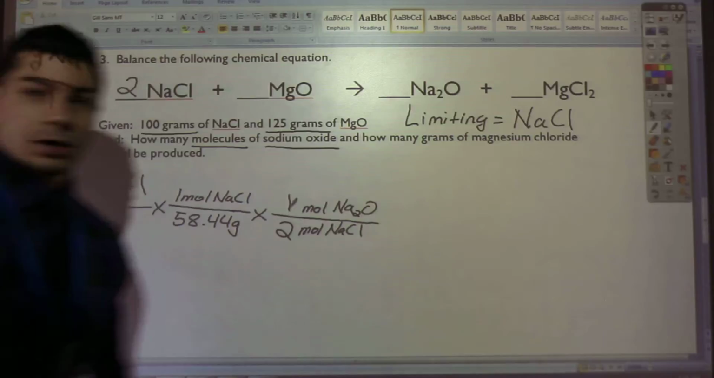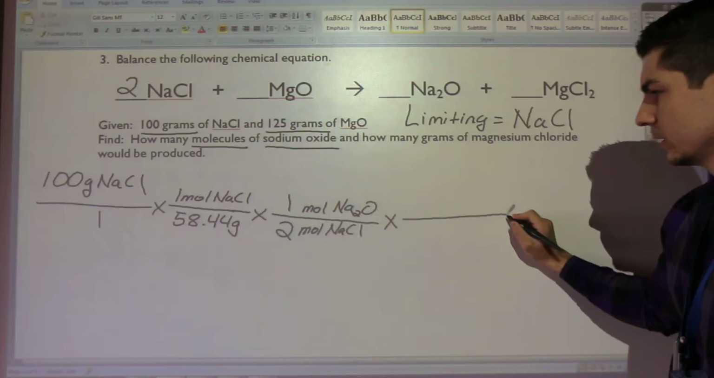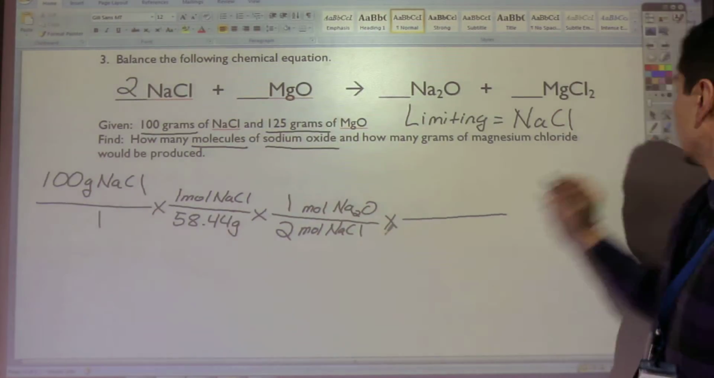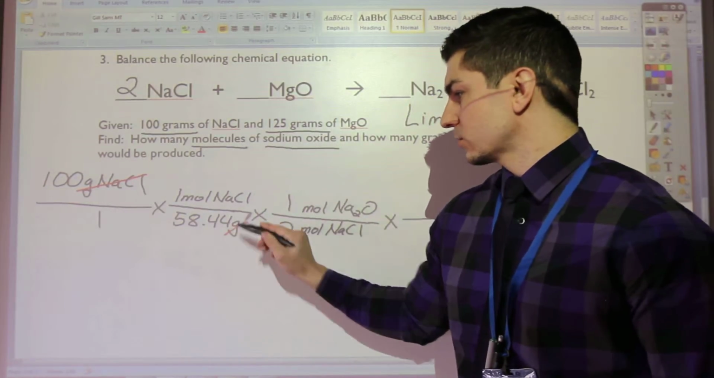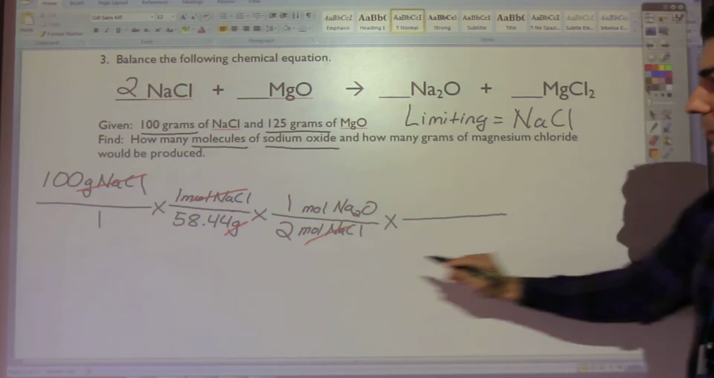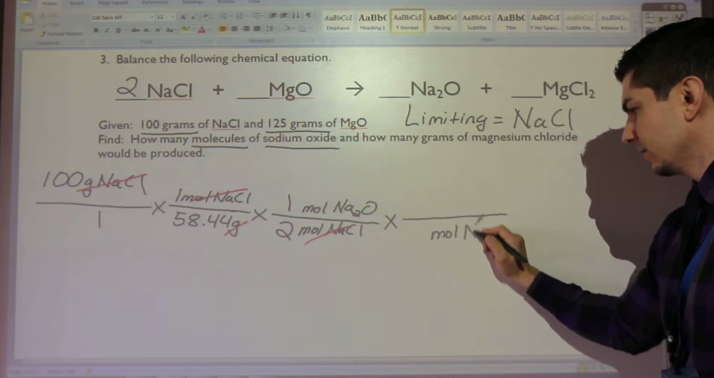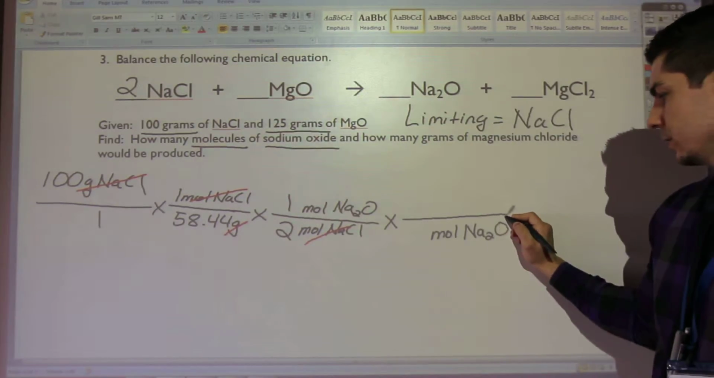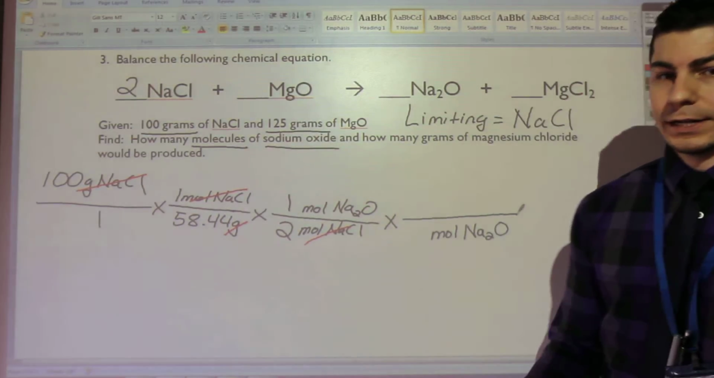All right. Now, our last step, yes, I'm coming into the picture. Our last step for this part is we want to get to molecules. So, I have, thus far, canceled out my grams of NaCl, that's gone. I've canceled out my moles of NaCl, that's gone. And now what I want to do is cancel out my moles of Na2O. So moles of Na2O is going to be at the bottom, and then up top is where I'm going to put the molecules.